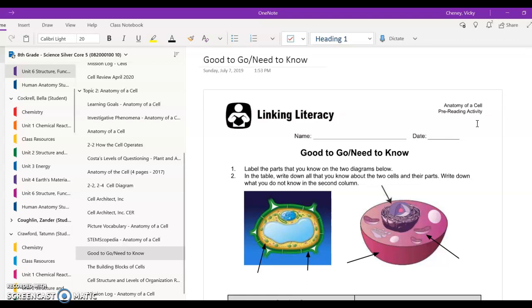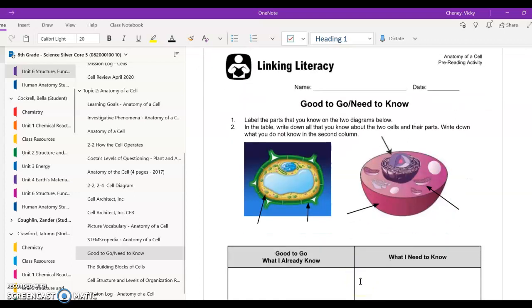These arrows are pointing to just a couple of the organelles of the plant and the animal cell. We will be quizzing over more organelles than you have on this picture. So please label the arrows first, and this is what you think you know before you start to read.